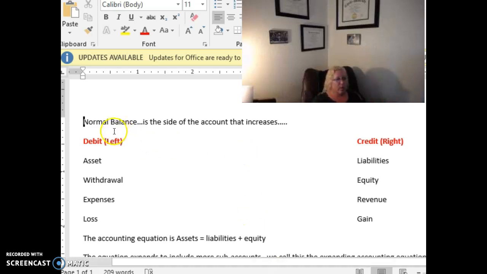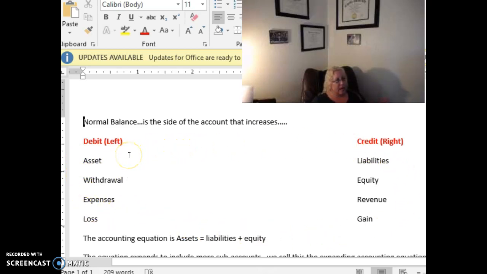And so the normal balance is the side of the account that is increasing. In accounting, we have all these different types of accounts. We have assets, withdrawals, expenses, losses. We have liabilities, equities, revenues, and gains. Each of these actually has more accounts within them, but these are the basic types that you're going to deal with.